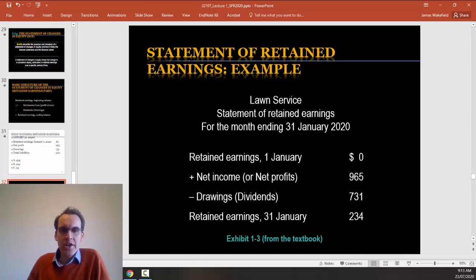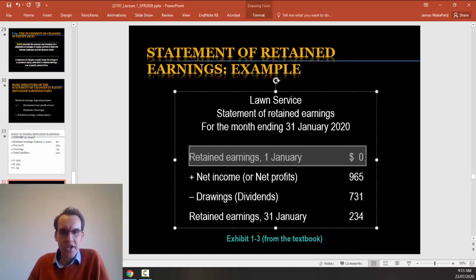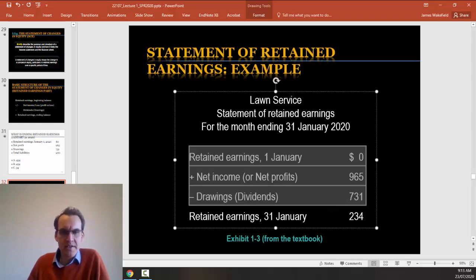Okay, so here it is. This is what the Statement of Retained Earnings looks like, which is part of our Statement of Changes in Equity. And we can see on the 1st of January, we started with nothing. We generated $965 in profit. We withdrew $731, and we're therefore left with $234.